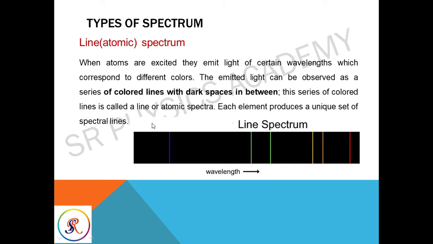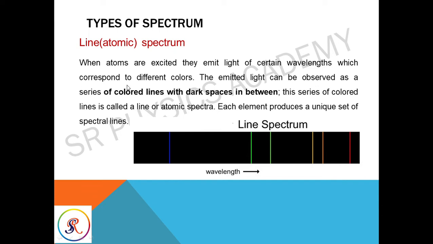Next, another type of spectrum is the line spectrum or atomic spectrum. Here, when atoms are excited, they emit light of certain wavelengths which correspond to different colors. The emitted light can be observed as a series of colored lines with a dark space in between. This series of colored lines is called a line or atomic spectrum. Each element produces a unique set of spectral lines.